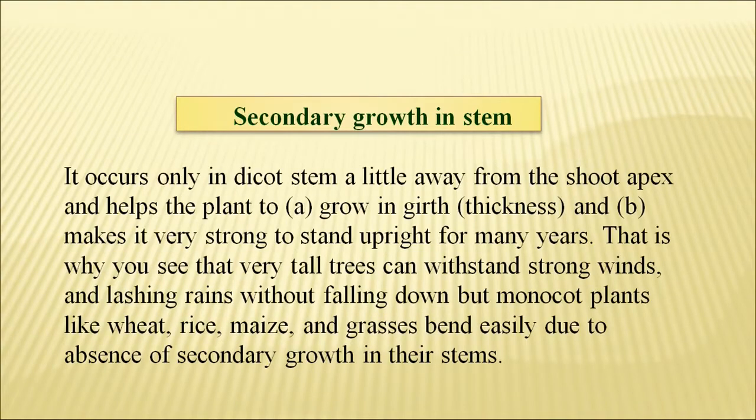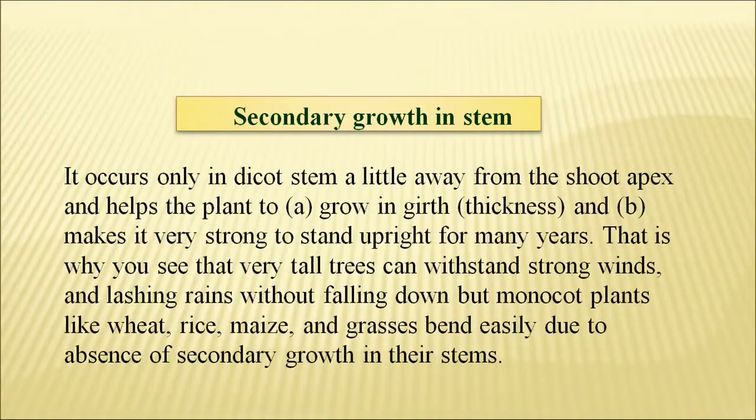So, secondary growth. Let us move on to why secondary growth in the stem is required. I already told you that with age, plants need to add strength to the stem, so that the tree or the plant can bear the pressures of air and other atmospheric conditions like rains and typhoons. Hence they have to be stronger and keep the plant upright for many years, hence secondary growth is required. This is why you can see that very tall trees can withstand strong winds and lashing rains without falling down.